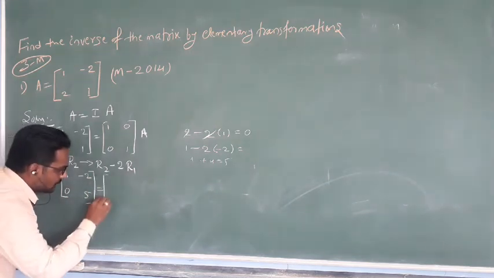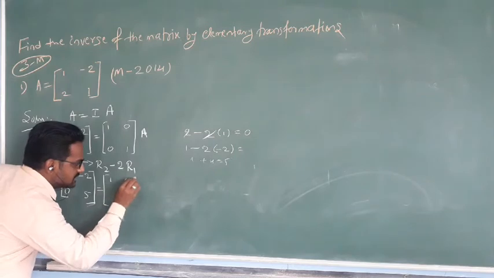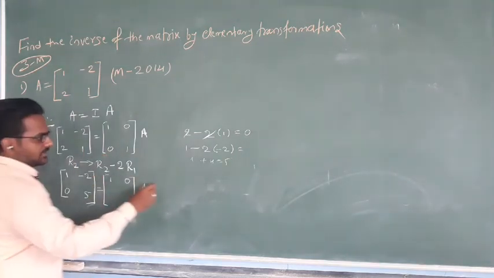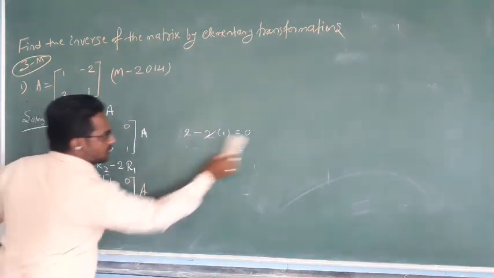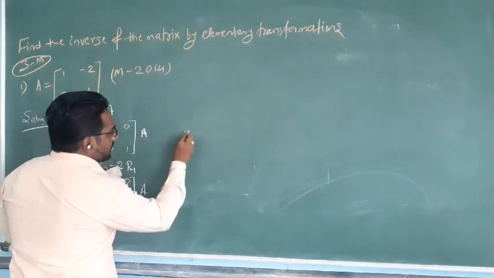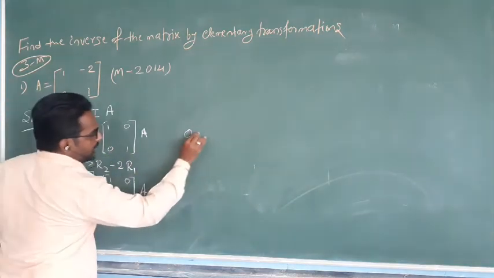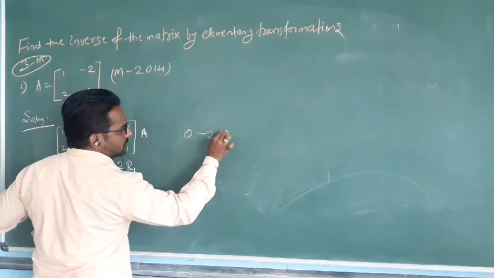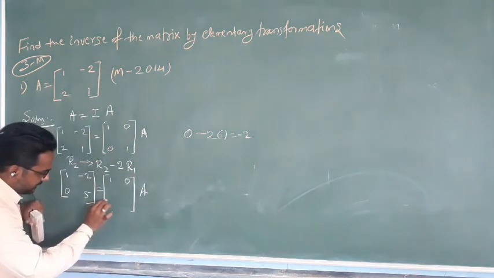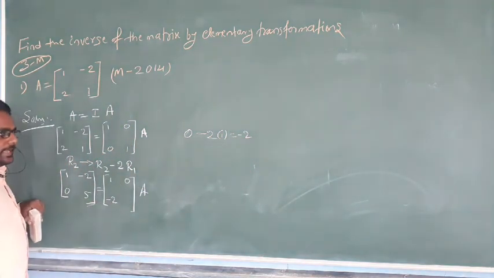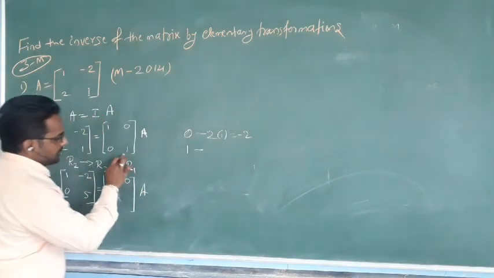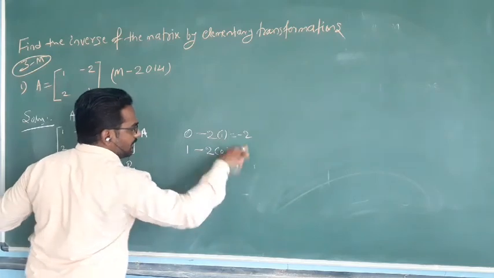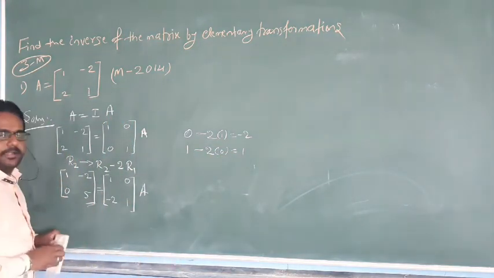Here also the first row does not change. The second row first element is 0. Okay, 0 minus 2 into R1 element 1, so we get minus 2. Next, 1 minus 2 into R1 element 0, so we get 1 here. So it is 1. Okay.